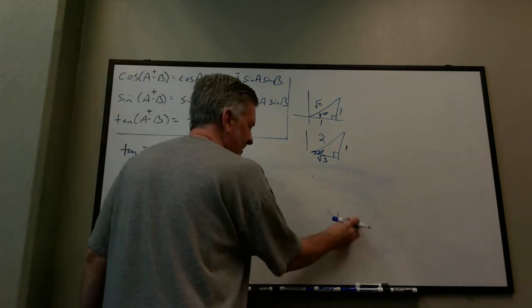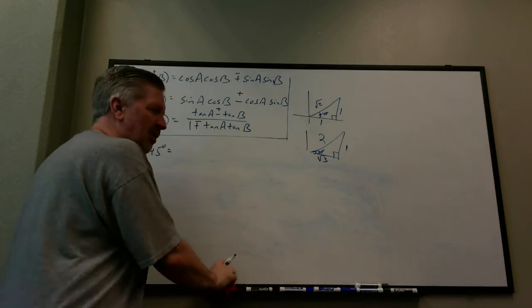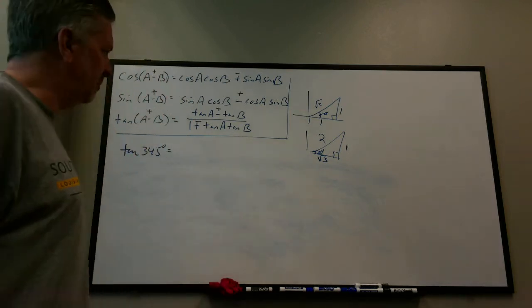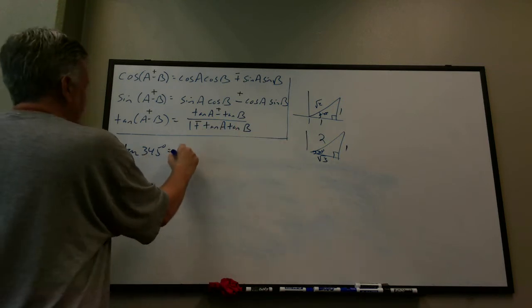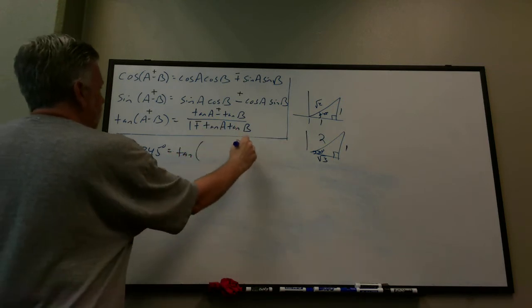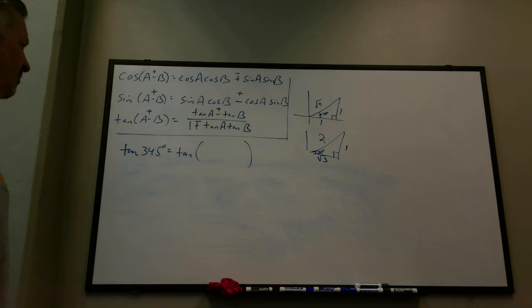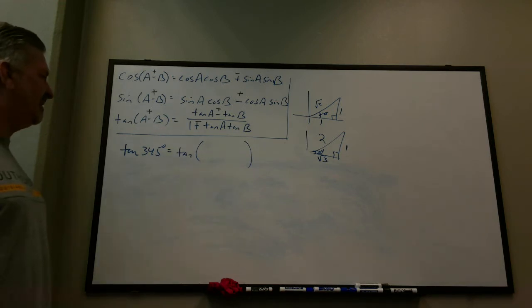So that's how you can figure out, is it from something we did a long time ago, or is it something new? So this is in the new section, because 15 degrees we don't have a special triangle for. So what do we need to do? We need to rewrite 345 degrees as a sum or difference of two angles that we know we can do.